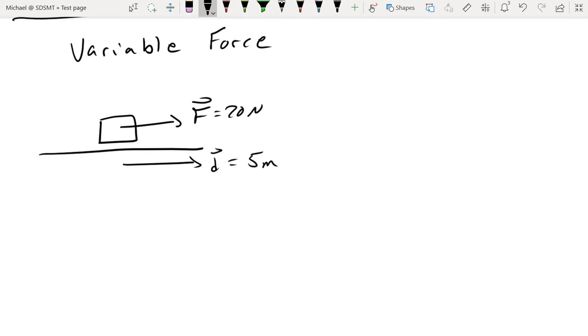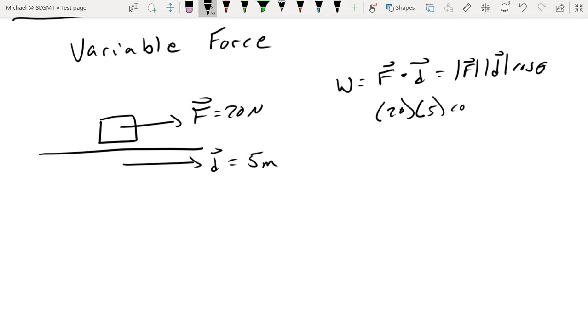So how much work is done by this constant force? And that's pretty straightforward at this point. We know what the magnitudes and angle relationship are for this system. We have a force of 20 newtons, we have a displacement of 5, we have an angle of 0 because our vectors are parallel to one another. So we're getting 100 joules of work. No problem.